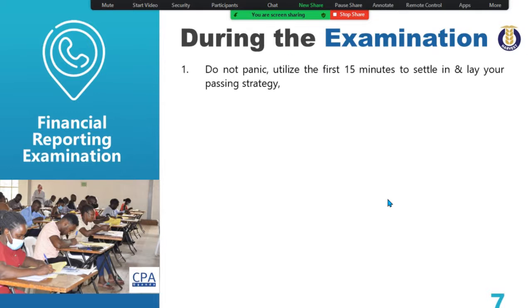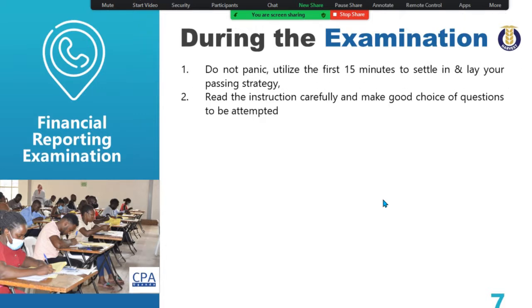So those extracts, some people don't know them, they have not seen them, and they fail to prepare such extracts. Again, during the exam, we are saying now you have gone for the exam. In the exam, you're given the first 15 minutes. Those first 15 minutes are for you to settle in and lay your passing strategy. You're not supposed to write in the first 15 minutes. Just settle in, lay your passing strategy, read the instructions carefully, and make a good choice of questions to be attempted. Don't panic.